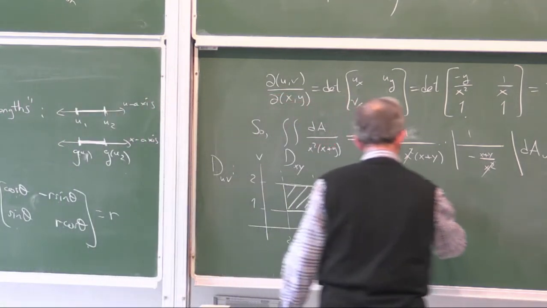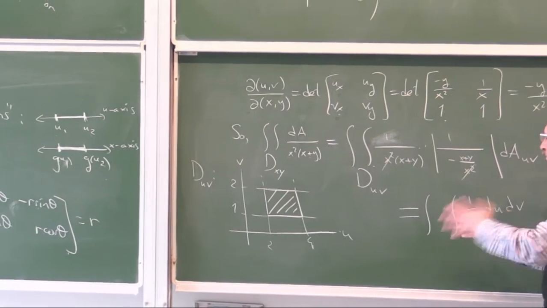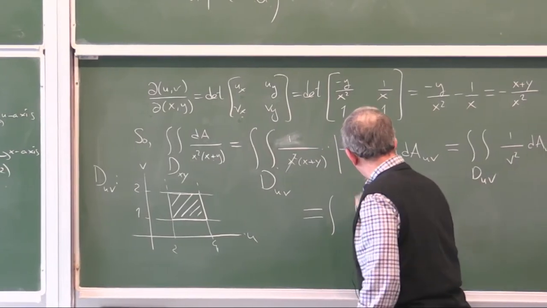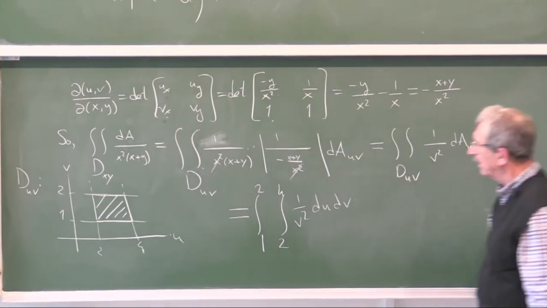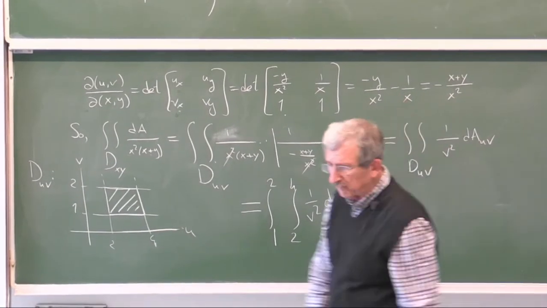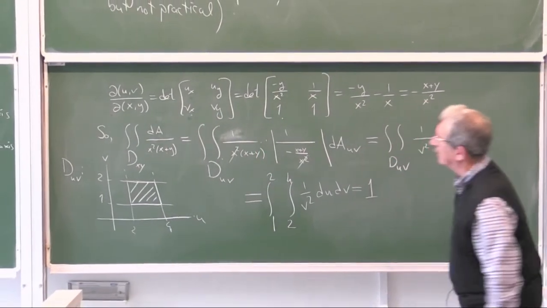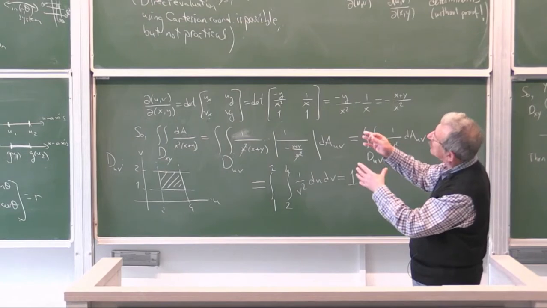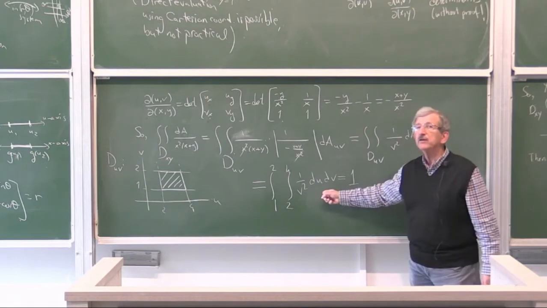And so I can now write in iterated integrals 1 over v squared, du dv. It's not important which order I use because it's a rectangle. u changed from 2 to 4, v from 1 to 2. And this is very easy to calculate. I will not do that. If I'm correct, of course, that is to be 1. Very simply. So this change of variable changed the region into a rectangle and has made the calculation very simple.